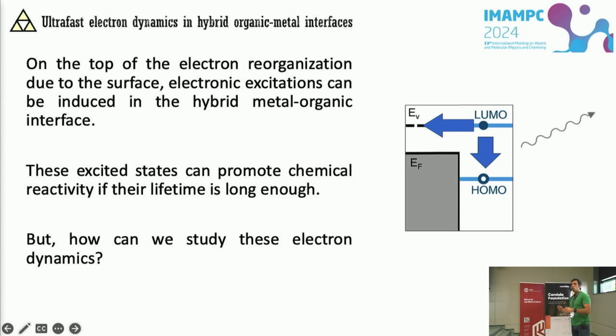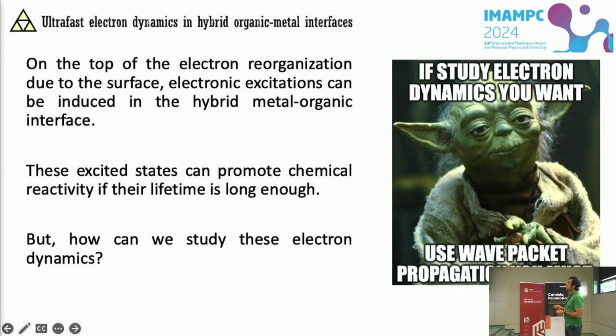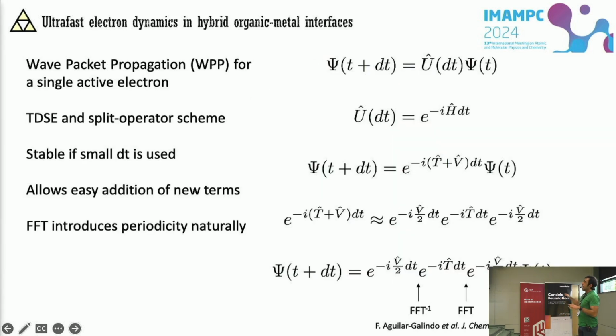But in addition to just the ground state reorganization of the electron density, as I told you, there are a lot of different processes. But to study the electron dynamics, it is not as simple as using the ground state static picture. So to do this, we move to wave packet propagation. This methodology is where we solve the time-dependent Schrödinger equation for a single active electron.